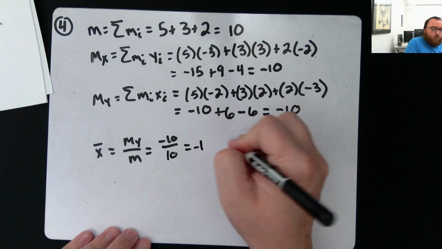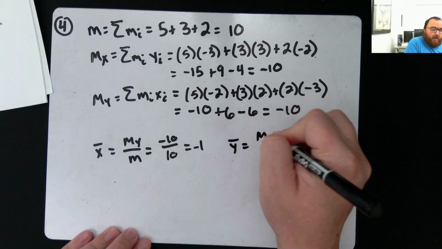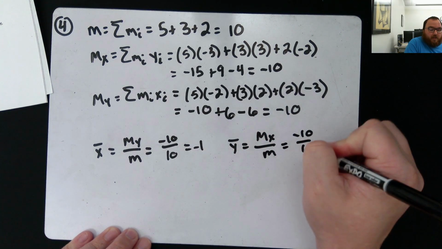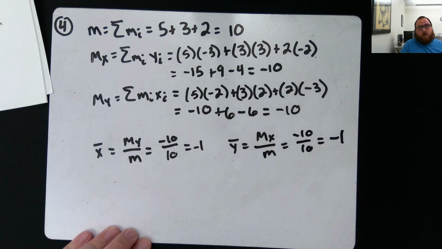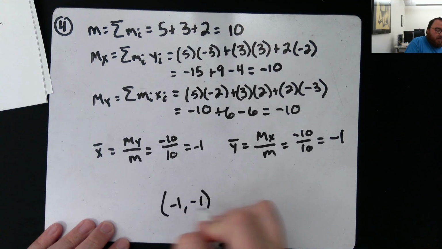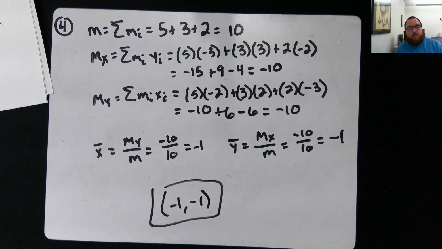And then the center of mass for y is going to be the moment about x over my mass, which is -10 over 10, which is also equal to -1. So the center of mass here is -1, -1. So that's how I would do this if the masses are placed at a point.